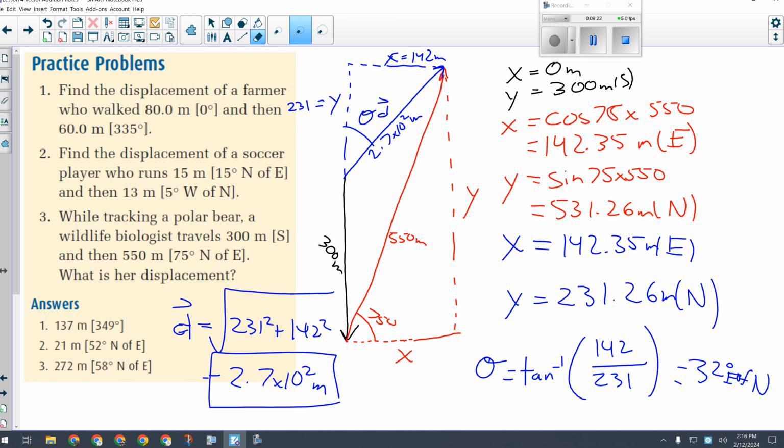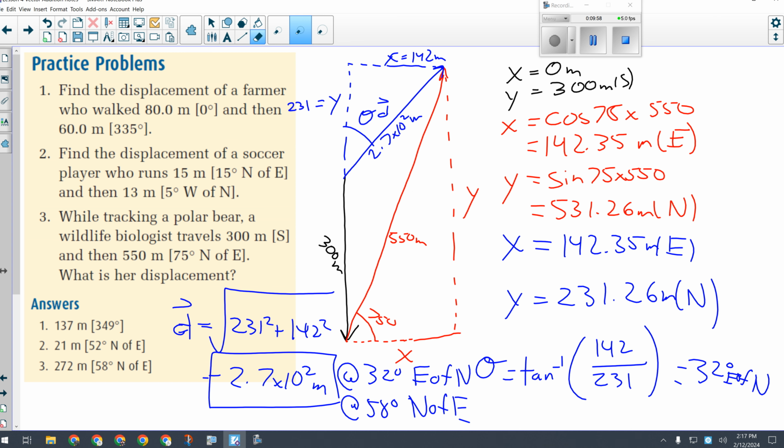So my final answer would be 2.7 times 10 to the 2 meters at 32 degrees east of north, or at 58 degrees north of east. Either one of those is the same direction. They're the complementary angles to each other. Is that ringing a bell from Friday? We actually did a harder one than that on Friday.